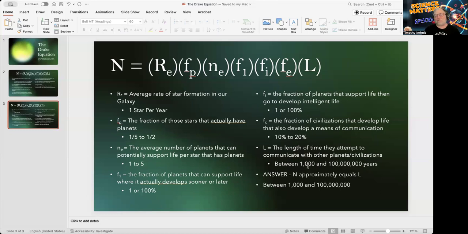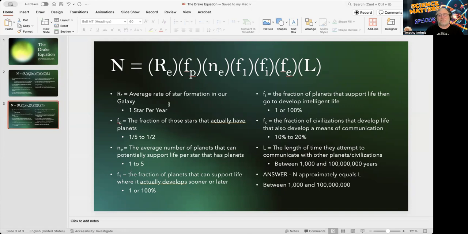So a long time. And I think he chose 100 million as that's when you kind of expect these sort of planetary extinction events to take place or something. So he chose between 1,000 and 100 million. And the answer he got was N approximately equals L. So it's really just sort of how long do you try? And he got between 1,000 and 100 million other civilizations out there.